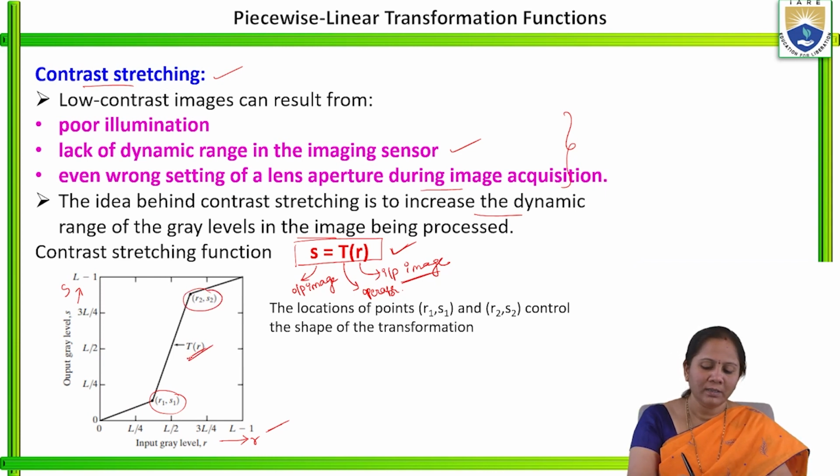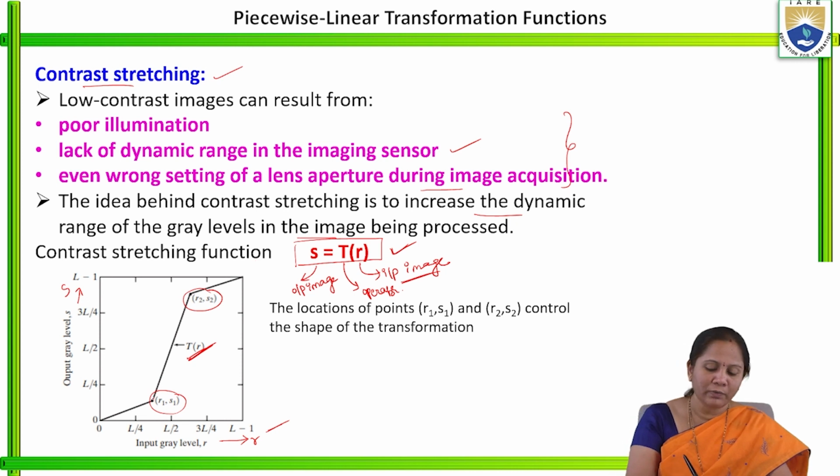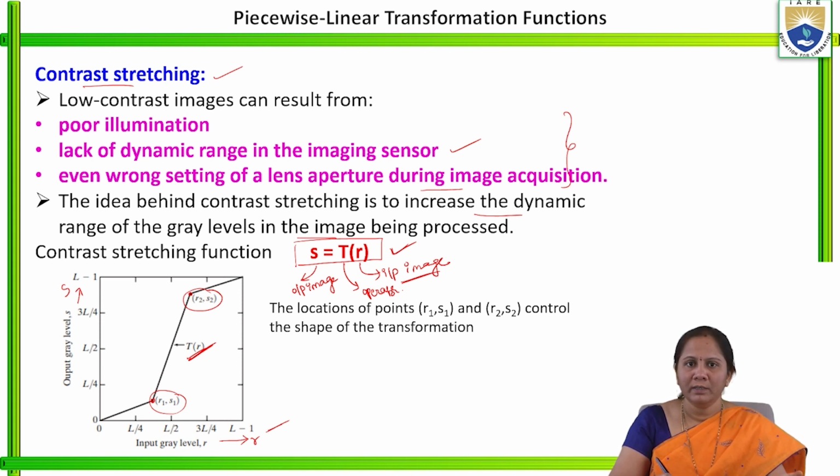If we apply the transform on the input image R, we get a graph like this. It consists of two points, (R1, S1) and (R2, S2). The shape of this graph will be modified if the values of R1, R2, S1, S2 change. Now we will see how this graph is modified based on the values of these coordinates (R1, S1) and (R2, S2). We will see different cases with the values of R and S.